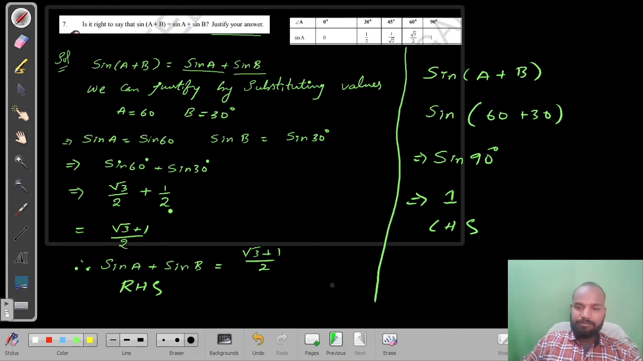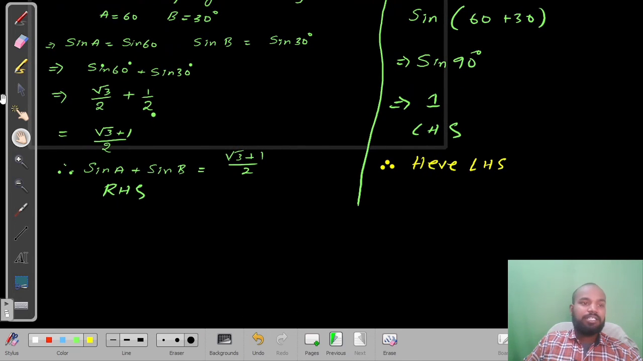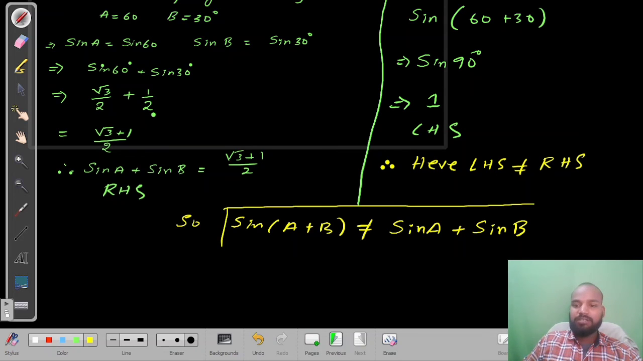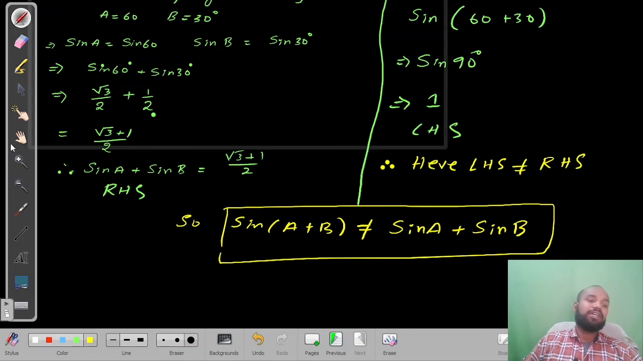We can conclude that here LHS is not equal to RHS. So sine A plus B is not equal to sine A plus sine B. Both are not equal. So this is our final solution.